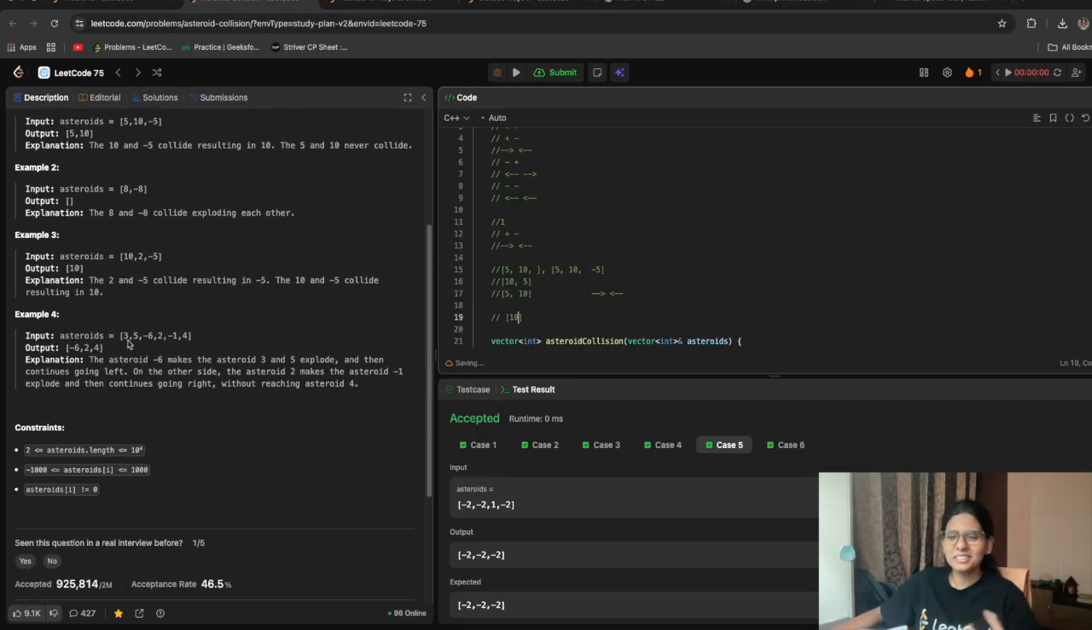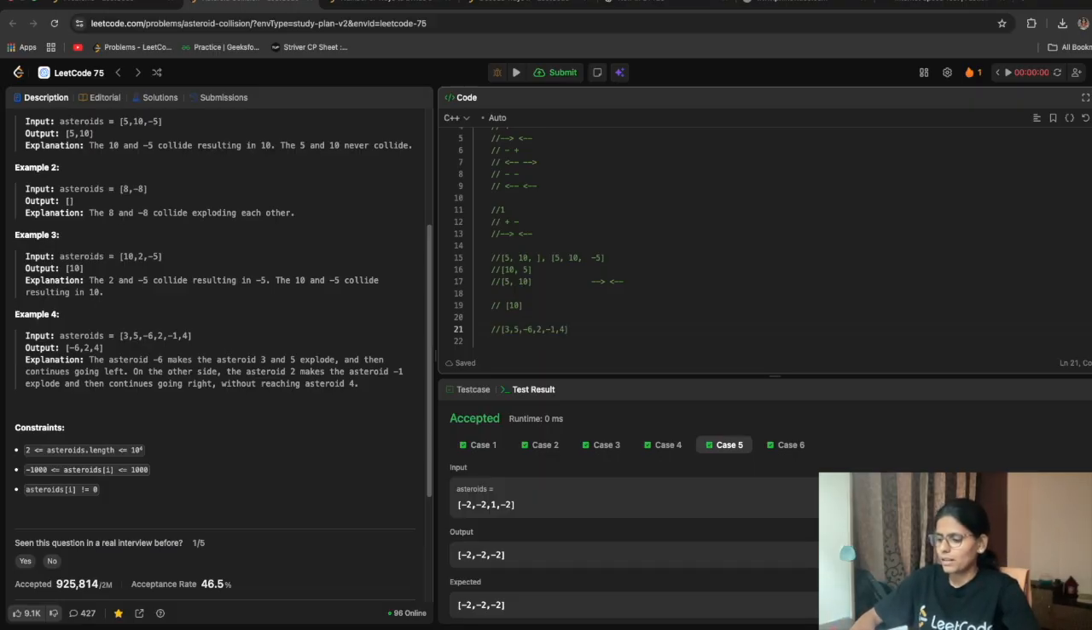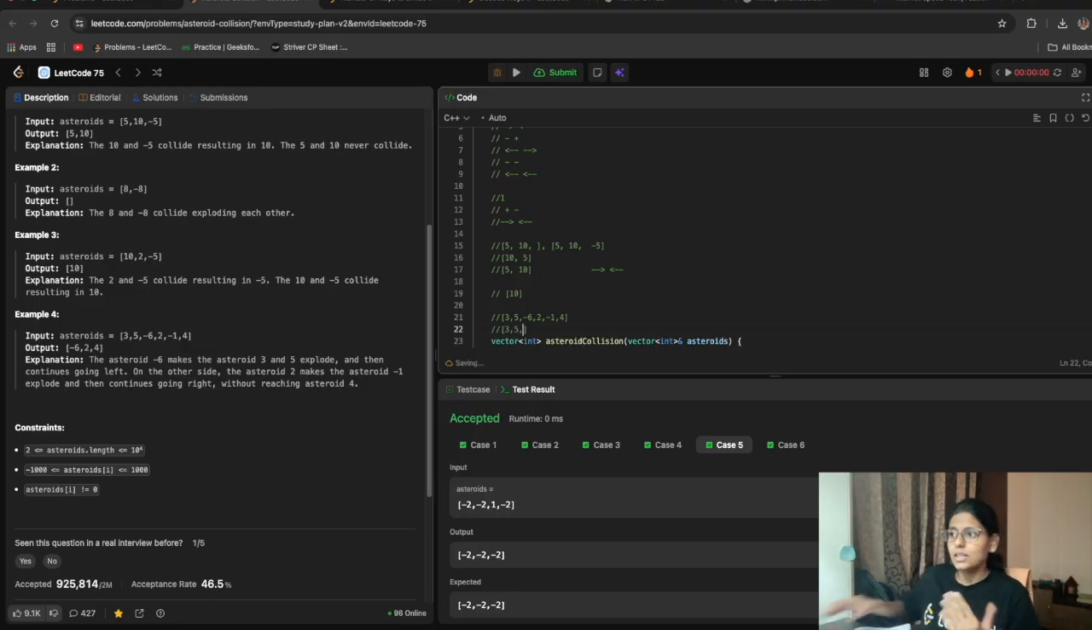So next, take the next example, that is this one. For this case, we have 3, 5, 3 going in right direction, 5 going in right direction, 5 and minus 6. This is going in right direction, this is going in left direction, both will collide. 6 is greater than 5, so 5 will explode.